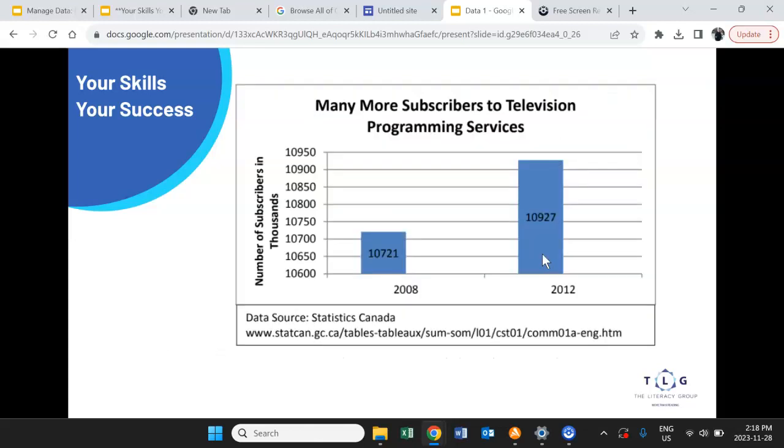So another thing we can do with data is we can track and we can measure different pieces of information, okay? So in this graph that we're looking at, we have the title, Mending More Subscribers to Television Programming Services. Okay, and we've got two bars, one for 2008 and one for 2012, and it's got the number of more subscribers to television programming services in those two individual years. Okay, this is numbers in the tens of thousands, and this is how the scale goes up.